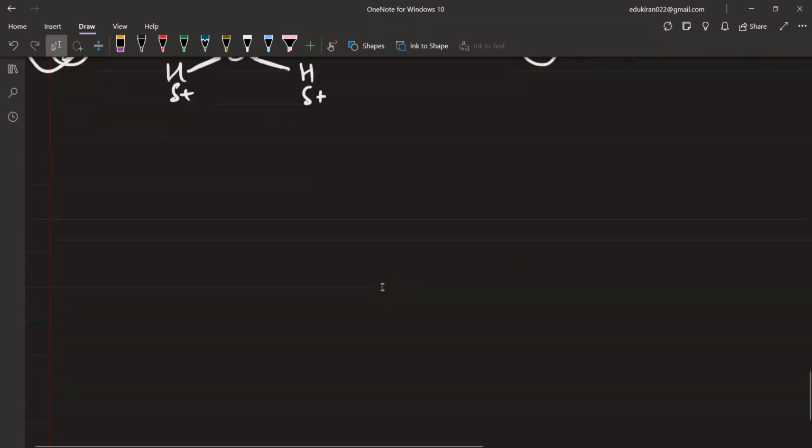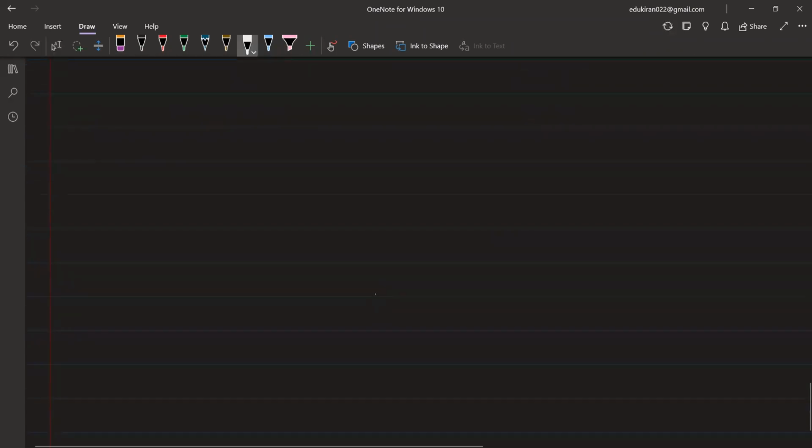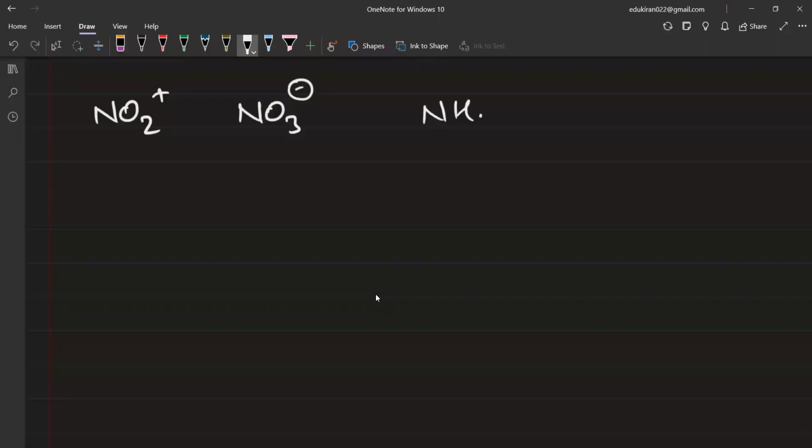देवांगी के पास हाइब्रिडाइजेशन का सवाल है, एक सवाल ये भी देख लीजिए आप, ठीक है। If you have for example NO2 positive, then you have NO3 negative, then you have NH4 positive, ठीक है। इन सब में भी आपके पास वही सेम रूल है, like you draw the Lewis dot structure, सबका आपको लुईस डॉट स्ट्रक्चर मिल जाएगा, ठीक है। Once you have drawn the Lewis dot structure, just count the number of bond pairs and the lone pairs. देवांगी आप लुईस डॉट स्ट्रक्चर बना लीजिएगा सबका। फिर करना क्या इसमें? Find the hybridization.